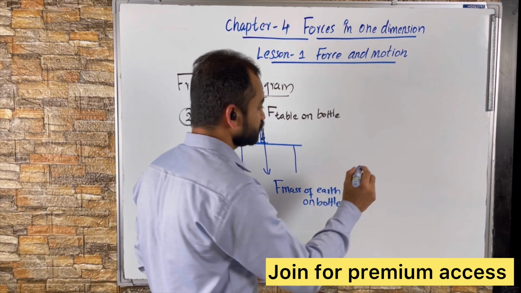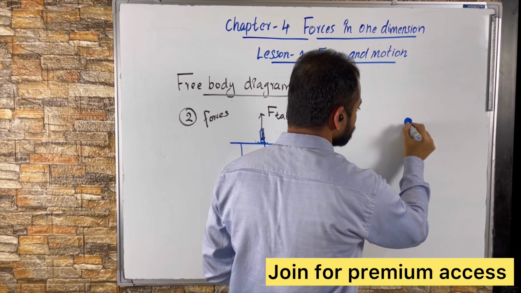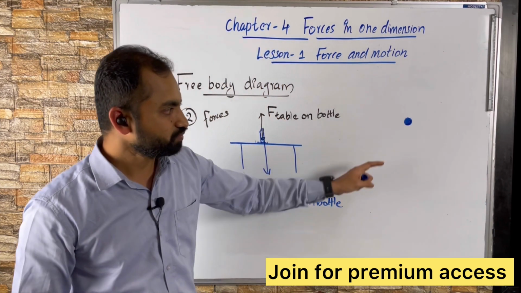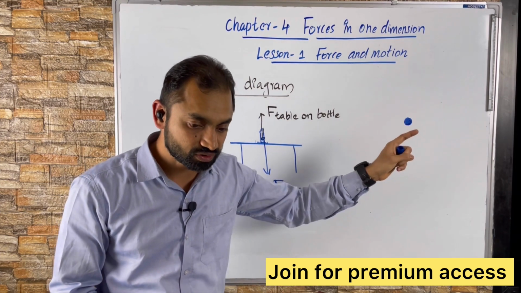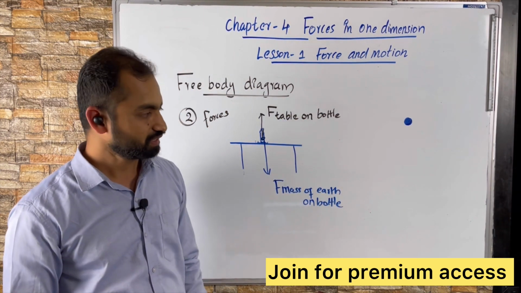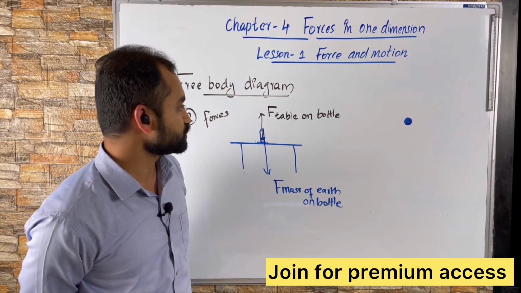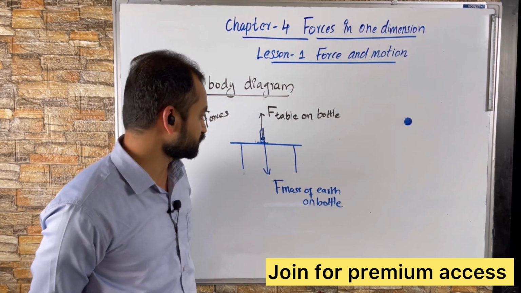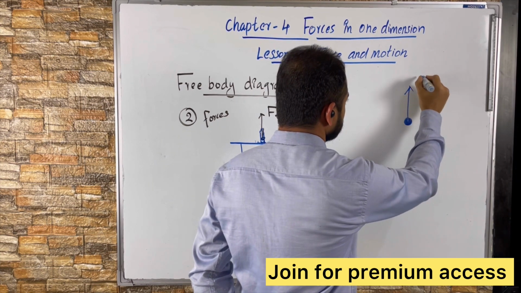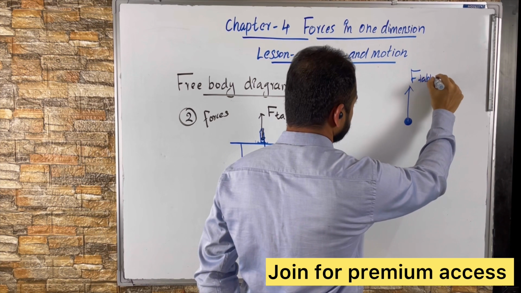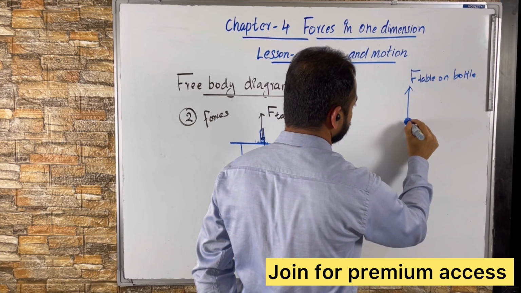So in a free body diagram, we represent the system by a dot. So we will not draw the bottle. We will draw a dot. This dot represents the system, this bottle. That is the first step. After that, we have to identify what are the forces acting and in which direction the forces are acting. So here there is one upward force acting. This upward force is F table on bottle, and there is a downward force acting.